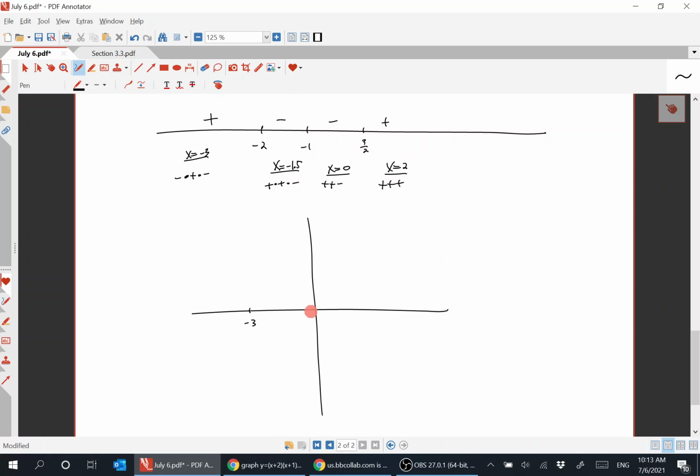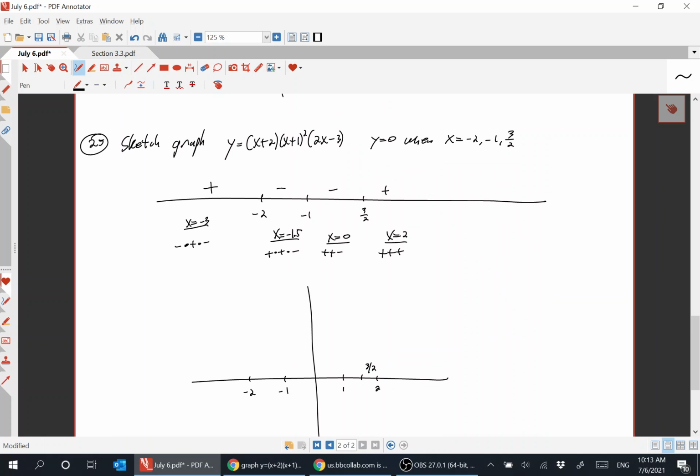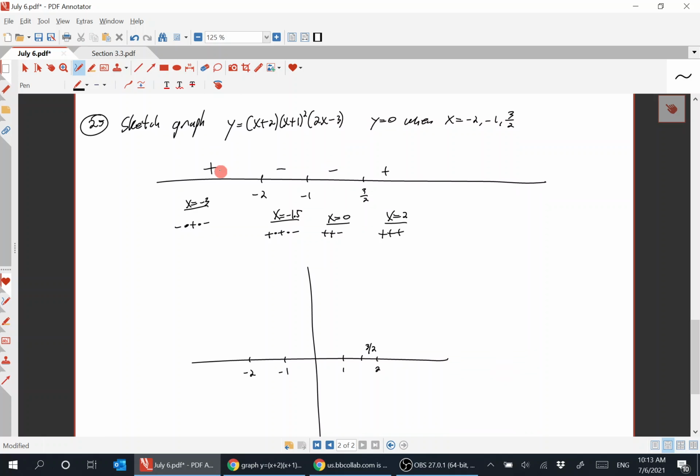Negative 3, or no, we're using negative 2, negative 2, negative 1, 1, 2. So 3/2 is right there. Right, so positive, negative, negative, positive, and it says 0 at these points.